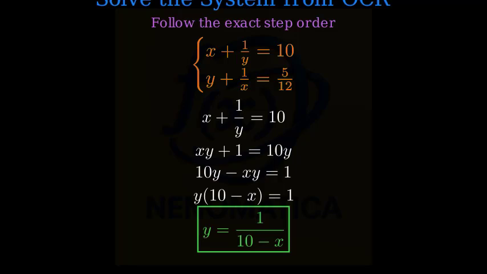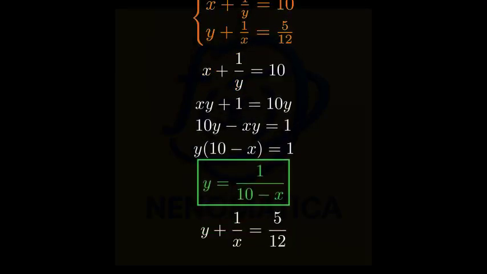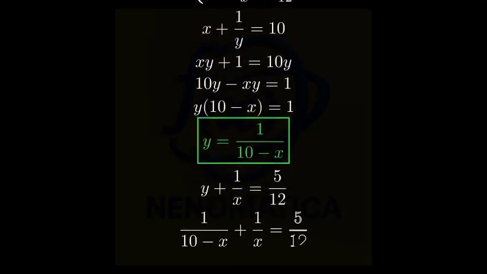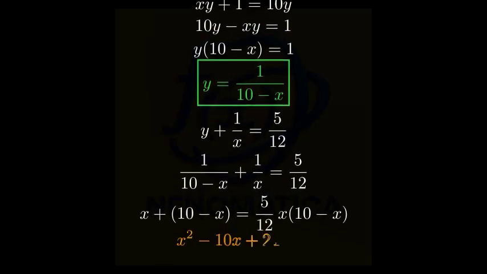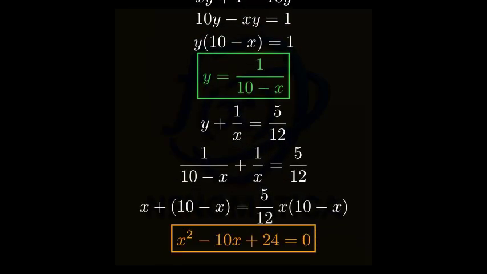Step 2. Substitute this expression for y into the second equation. Start from the second equation. Substitute y equals 1 over 10 minus x. Clear denominators by multiplying through by x times 10 minus x. Simplify to a standard quadratic in x. Step 3. Factor the quadratic and solve for x.